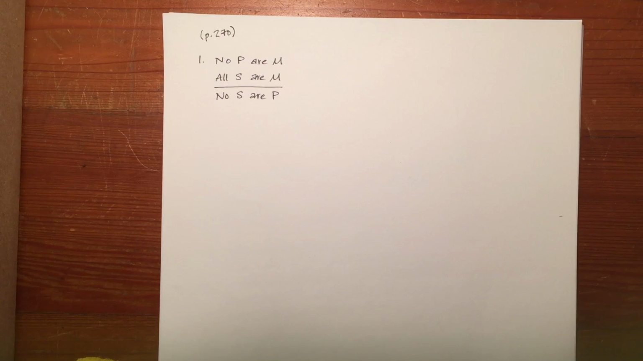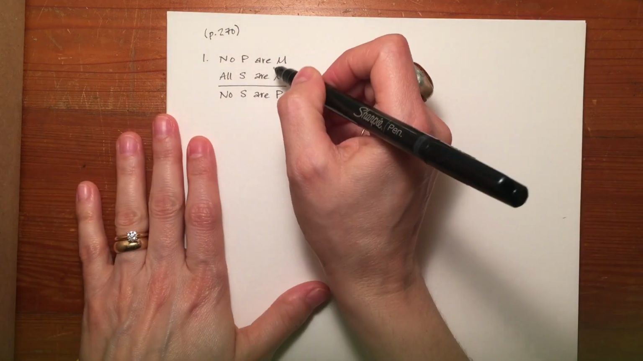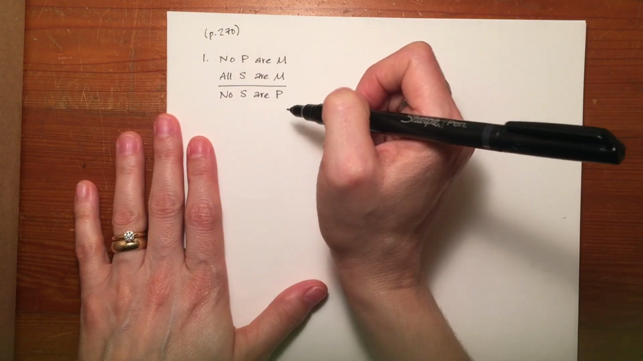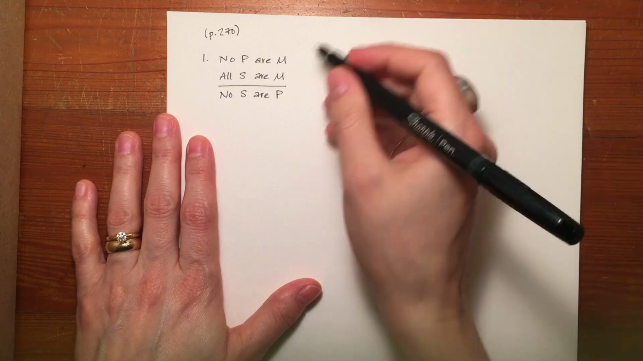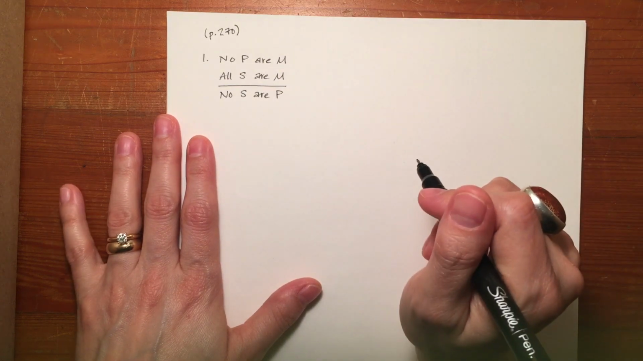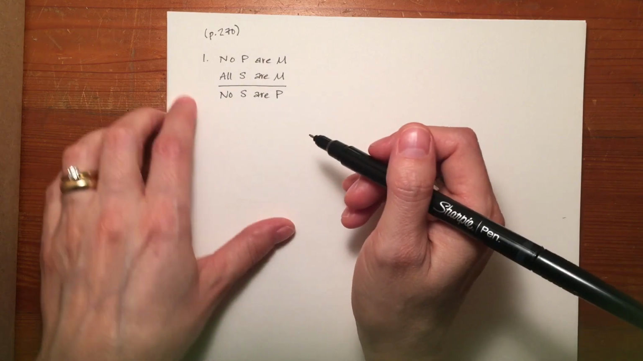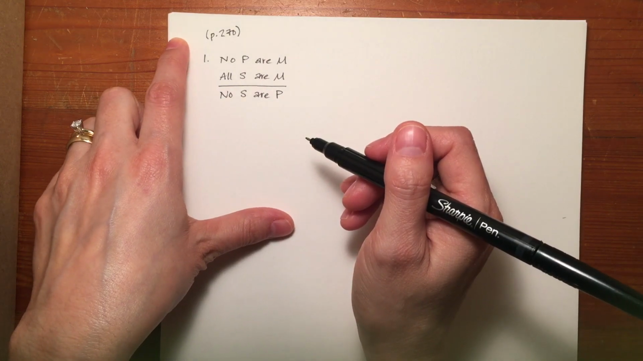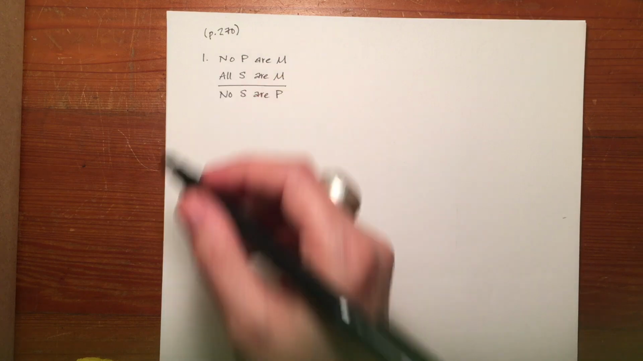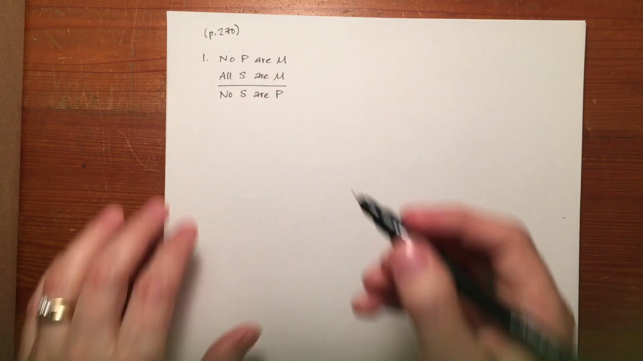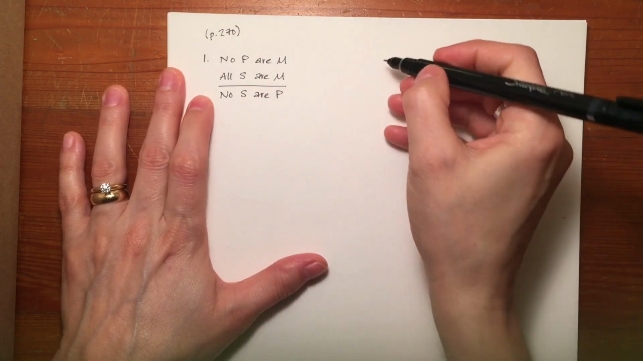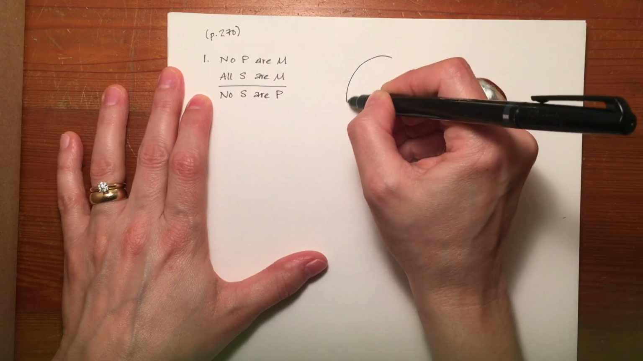In this second video of the Venn diagram explanation, I'm going to show you how to start with a standard form categorical syllogism and use a Venn diagram and mood and figure to determine its validity. I've already translated it for you, and in fact, we're on page 270 in your textbook looking at the first example given. So the first thing you're going to want to do is to draw your three circles.